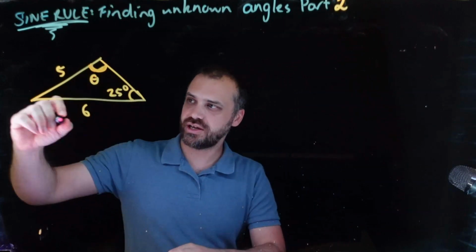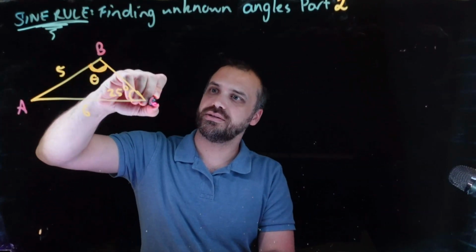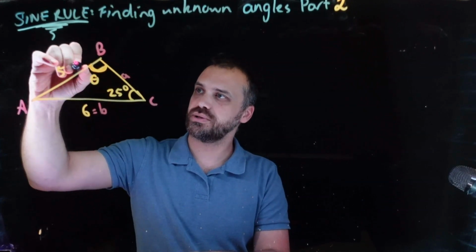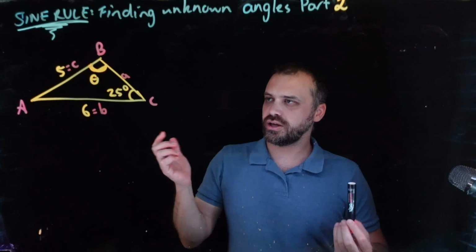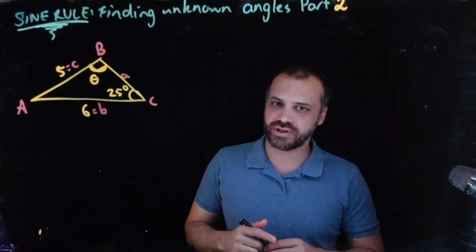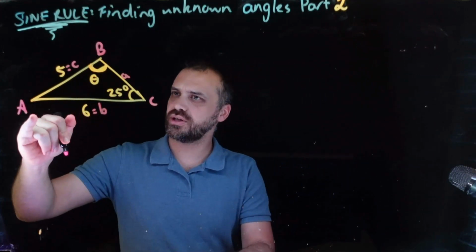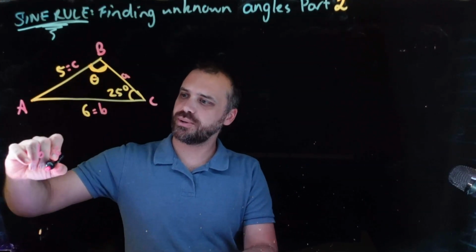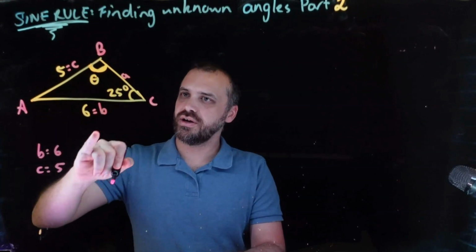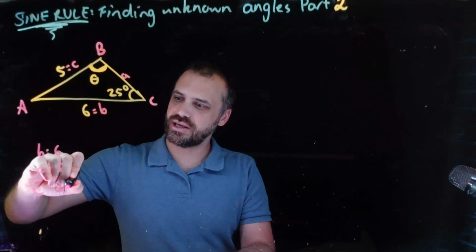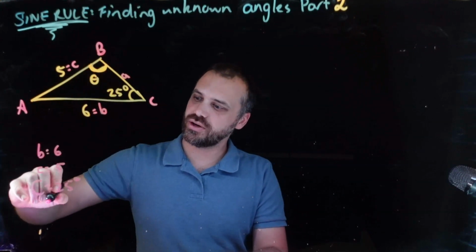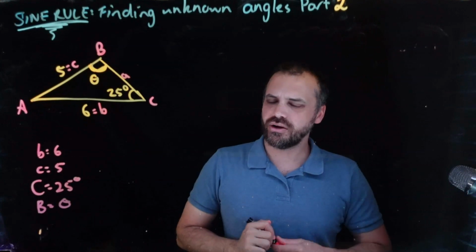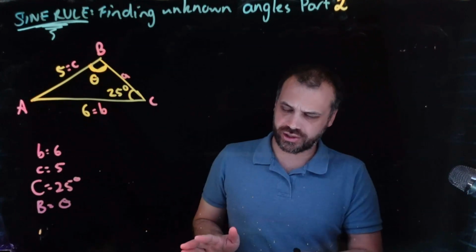So far it's just a standard triangle. A, B, C. Okay, and now we're going to start solving it. What do we know? We know that B equals 6. We know that lowercase c equals 5. We know capital C equals 25 degrees. And we know uppercase B equals theta. All right, that's very straightforward, very clear.